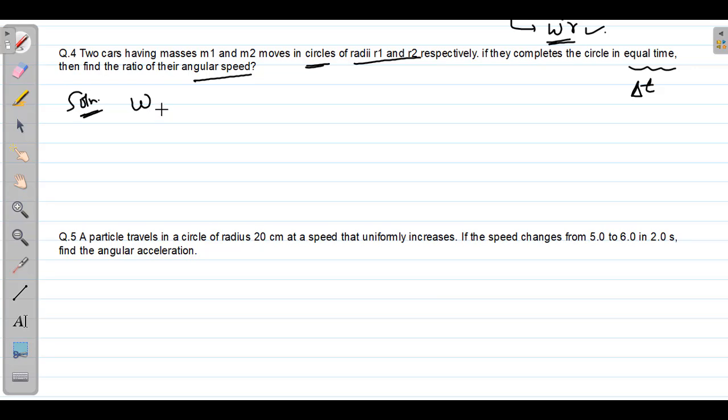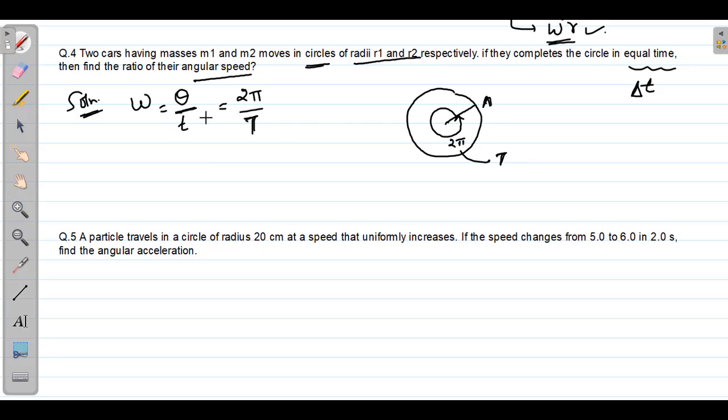Angular speed is represented by omega. It is equal to angle or angular displacement by time taken. It is also equal to 2 pi by capital T. That means if an object is in circular motion and moves from point A and after one revolution reaches point A again, it covers 2 pi in a complete revolution, and the time taken is called the time period, capital T. So we can write omega equal to theta by t equal to 2 pi by T.